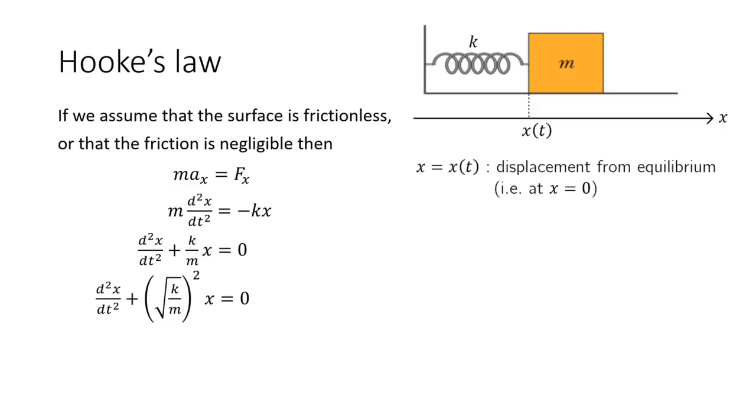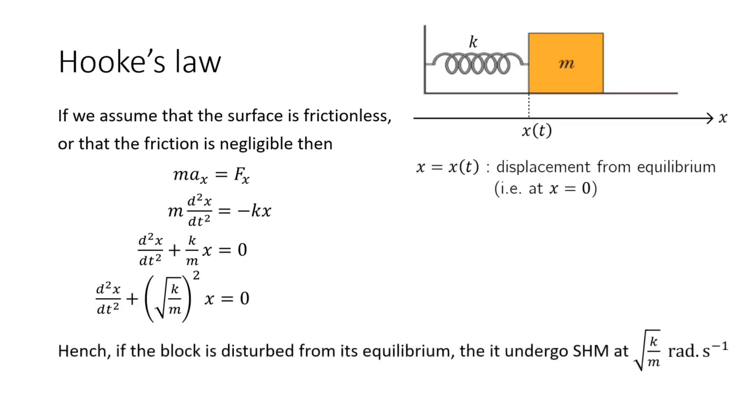And you'll notice that is precisely the form of the simple harmonic motion differential equation, with omega being the square root of k over m here. In other words, the angular frequency being square root of k over m. So I can tell from this that if there is disturbance from equilibrium, or I see this block moving about its equilibrium, oscillating about it, then it's doing so in a simple harmonic motion fashion with angular frequency given by square root of k over m radians per second.